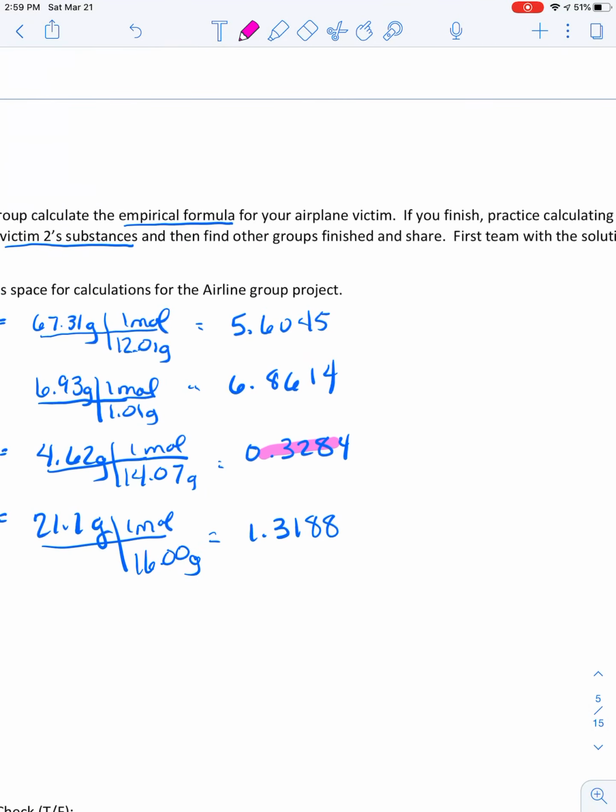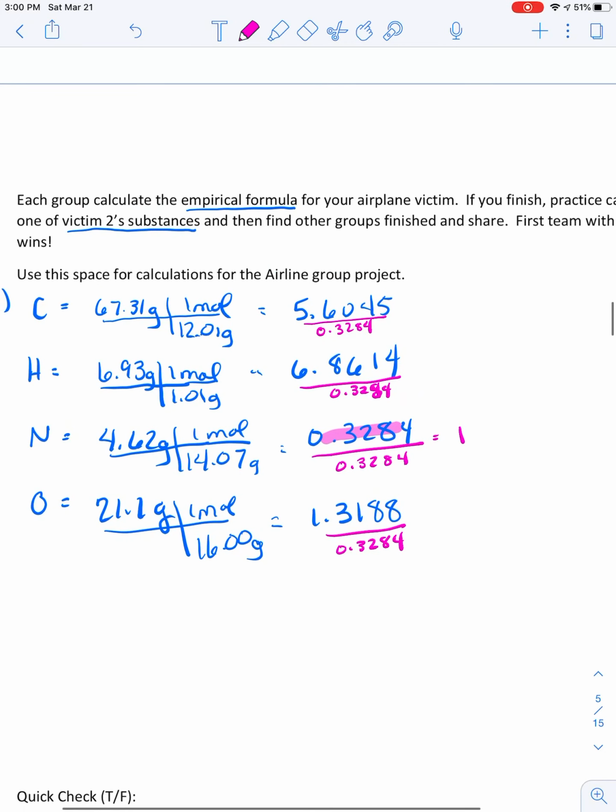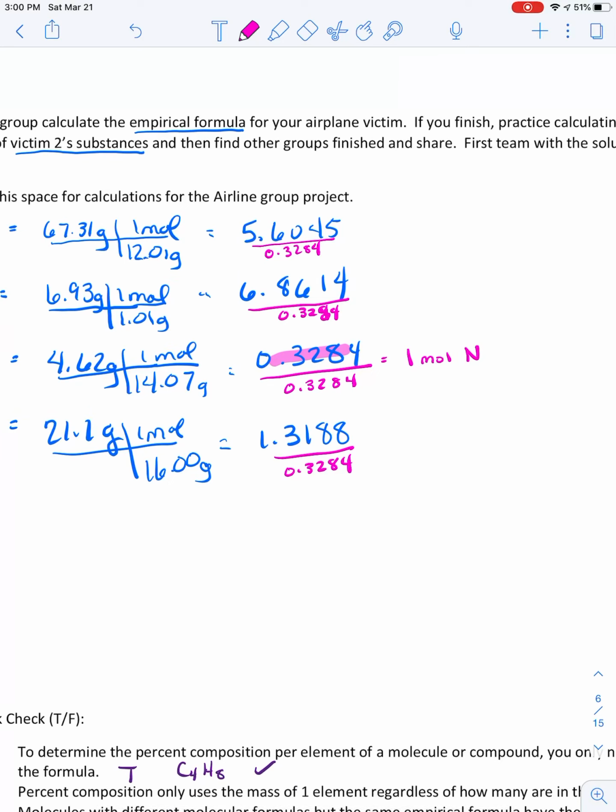So then the next step is you find the smallest one. You compare all those numbers. He's definitely the smallest one, so we're dividing by him. I'm doing all the same steps, all the same math, all at the same time. I think it's a good way to work these problems. Notice this one's going to automatically be 1. Remember, I was talking about moles, so this is 1 mole of nitrogen.